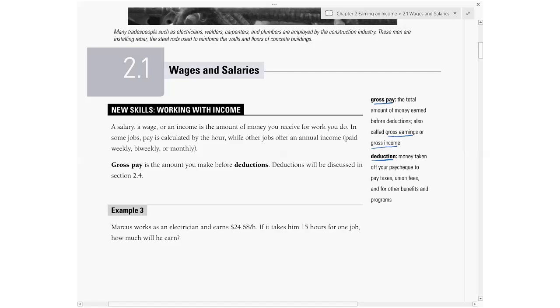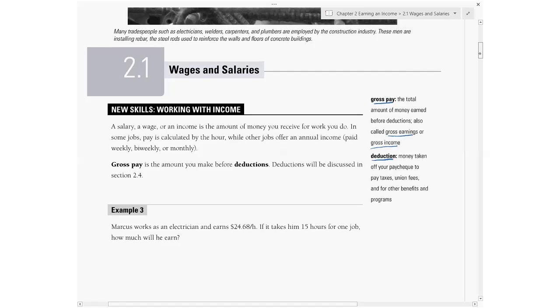So a salary, a wage, or an income is the amount of money you receive for the work you do. So some pay is calculated by the hour, others is annual income, and then it's paid out weekly, bi-weekly, or monthly. So for example, if you go work at Dairy Queen, they'll pay you a certain amount per hour. If you're the manager at Dairy Queen, you might get an annual income. A teacher will get an annual income, and then it's just broken down in monthly payments.